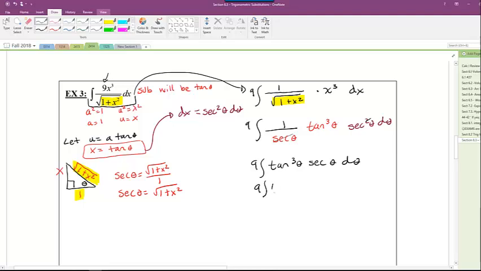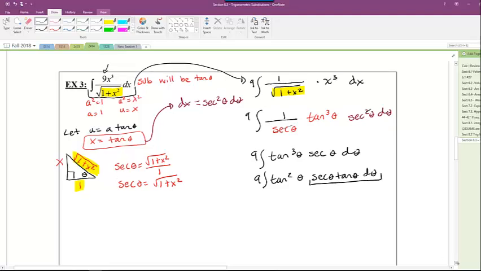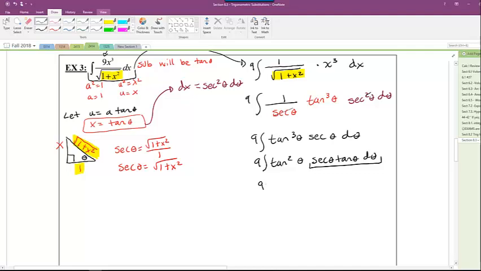So we're going to rewrite this as tangent squared theta times secant theta tangent theta d theta. Remember, this is what we're saving for our du. So what we're going to look at here is 9 times the integral of secant squared theta minus 1 times that secant theta tangent theta d theta.